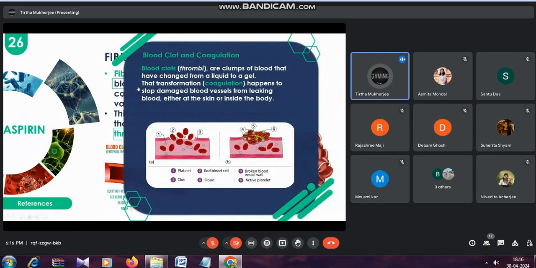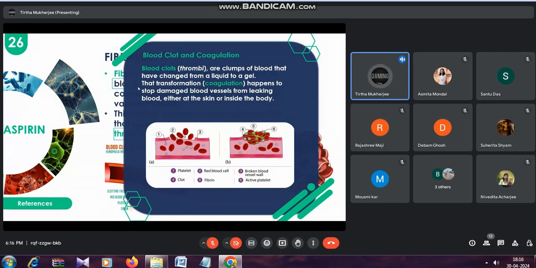Blood clots, also known as thrombi, are clumps of blood that have changed from liquid to a gel. This transformation is known as coagulation. This happens to stop the damaged blood vessels from leaking blood either at the skin or inside the body. So, blood clotting or coagulation is an important process that prevents excessive bleeding when a blood vessel is injured.